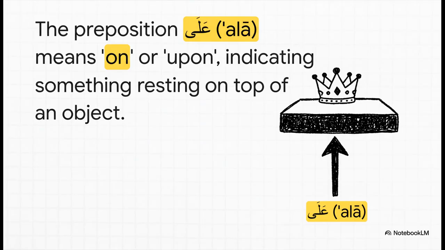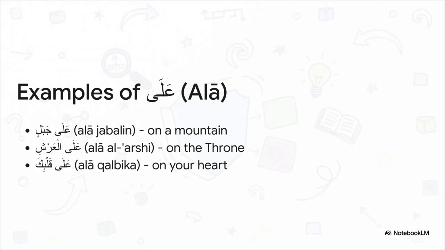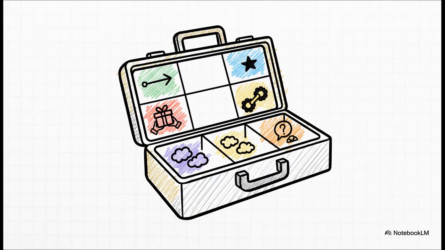All right, next up we have ala. This means on or upon. And you guessed it, the rule works perfectly here too. Jabalin, al-arshi, kalbika. They're all in that genitive case because ala is sitting right in front of them. Seriously, once you spot this pattern, it's impossible to miss it. So here are some other heavy hitters for your toolkit. We've got min for from, ila for to, li for, and bi for with. Think of these as giant flashing signs.